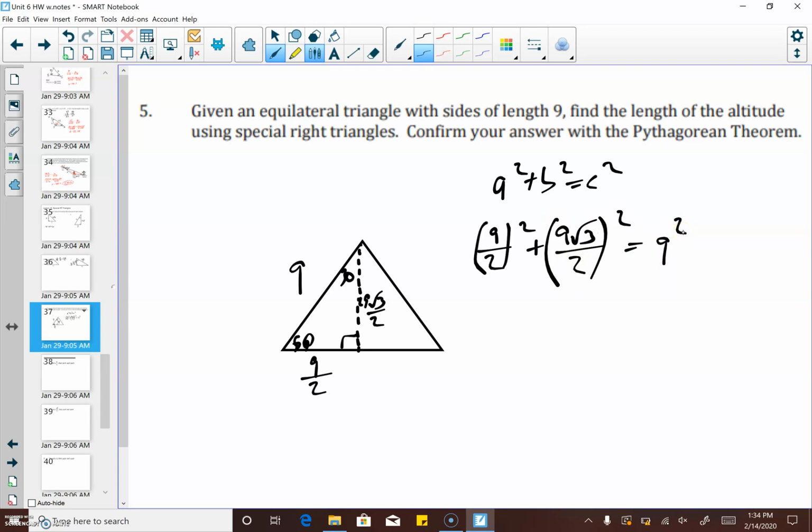And since we're just checking, realistically, you can plug that whole left side into your calculator, and what you end up getting is that 81 equals 81. So that checks out. So therefore, our special right triangle rules worked, and there's our homework for our special rights.